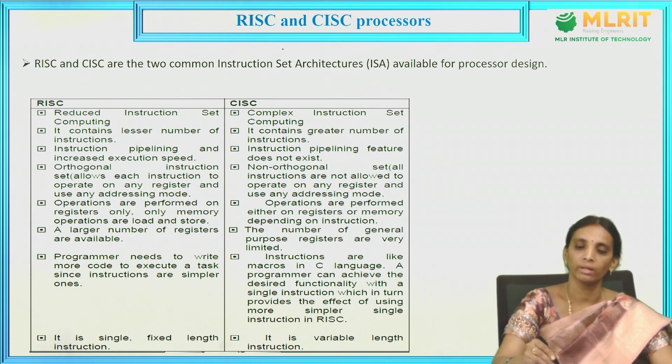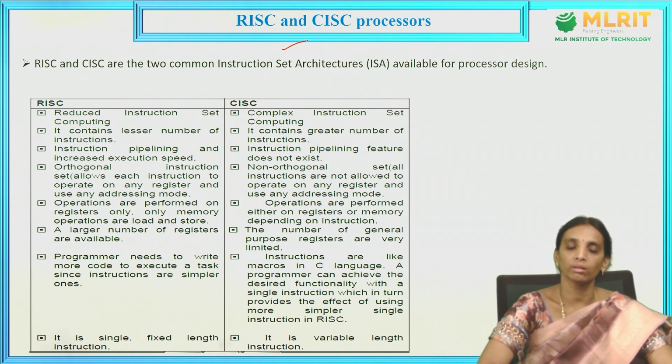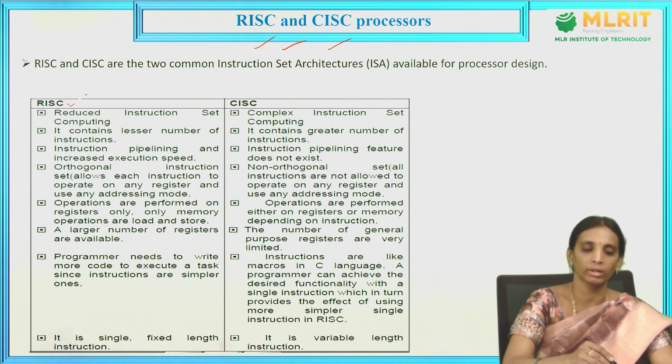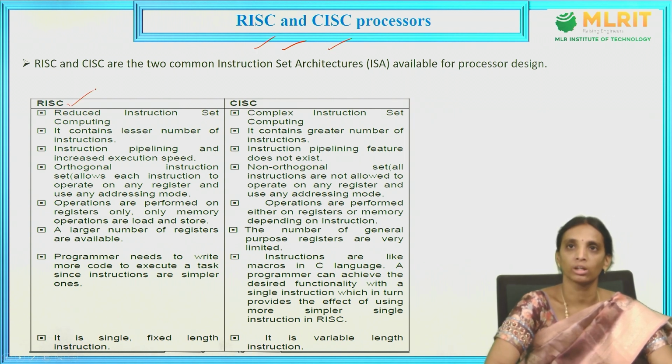The first one is RISC and CISC processors. Based on the instruction set, the architecture of the design will use two types of processors: the RISC processor and the CISC processor. RISC is Reduced Instruction Set Computer, and CISC is Complex Instruction Set Computer. In a reduced instruction set computer, we reduce some of the instructions from the main instruction set, and with that reduced instruction set, we design our architecture.